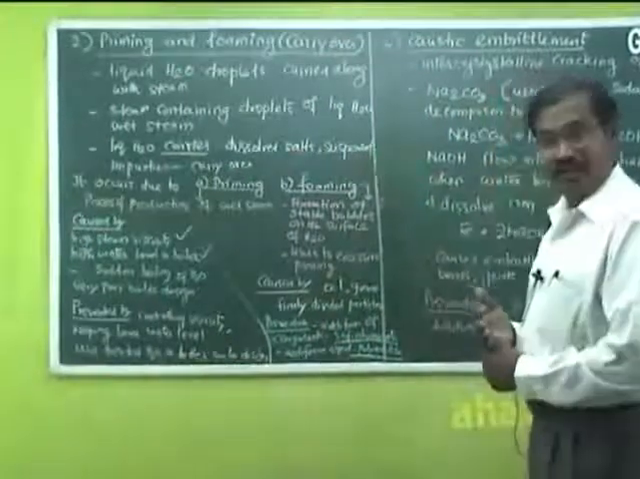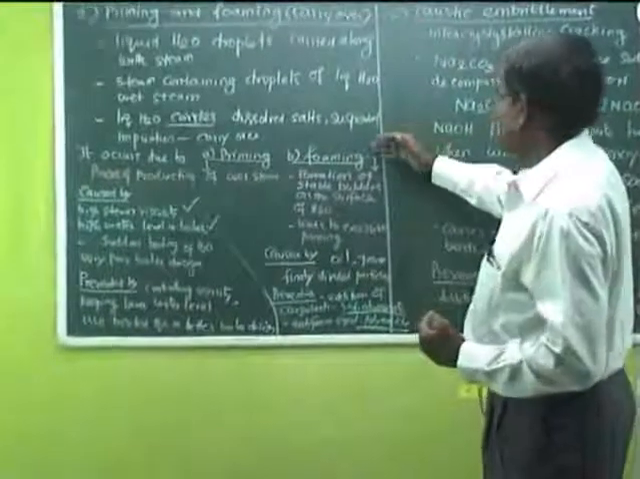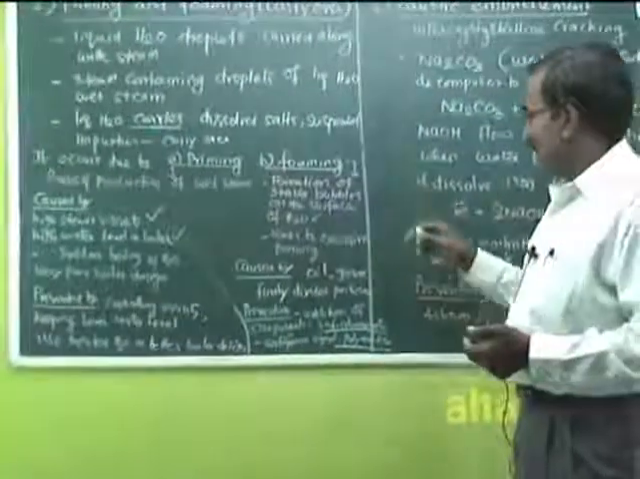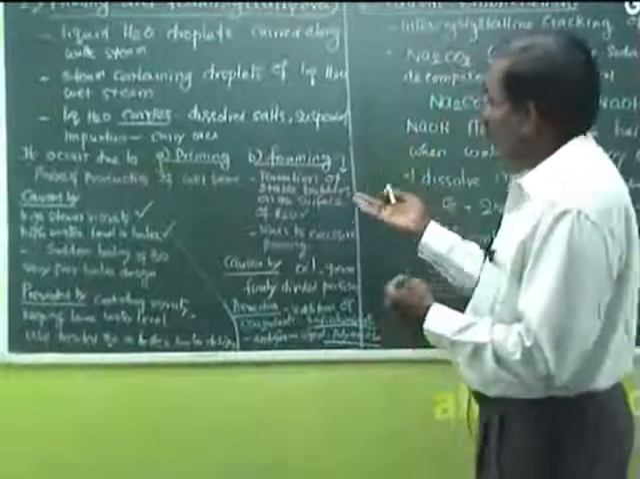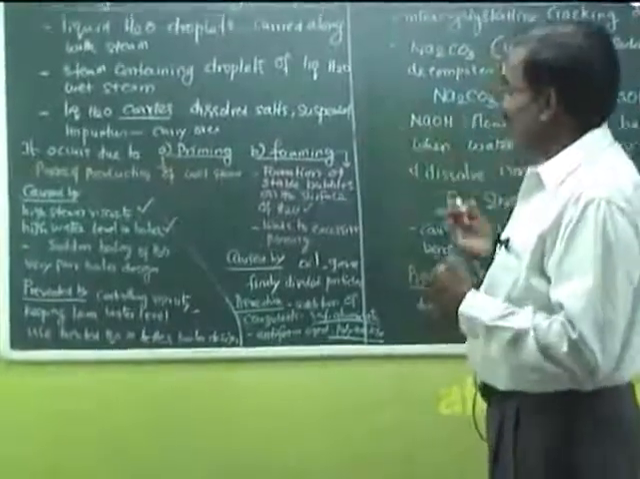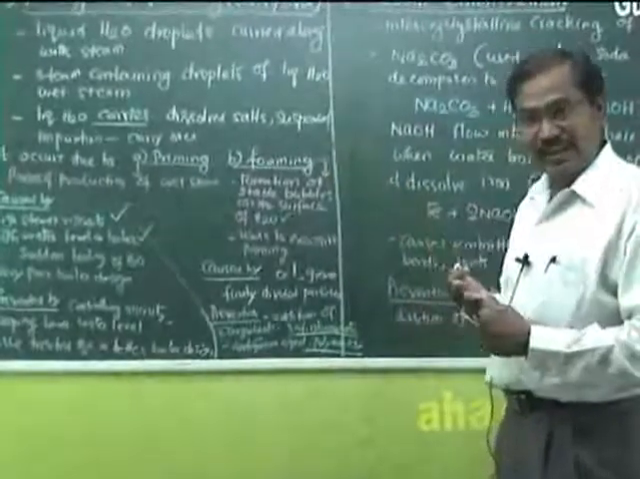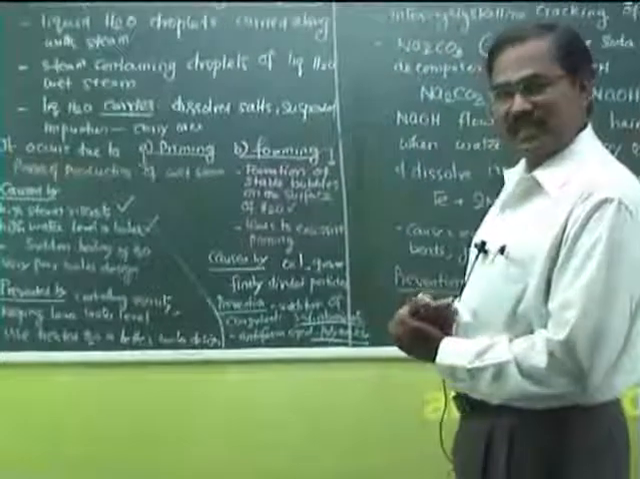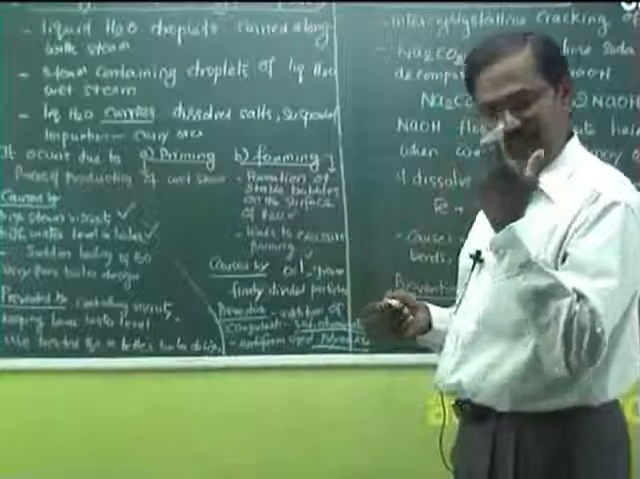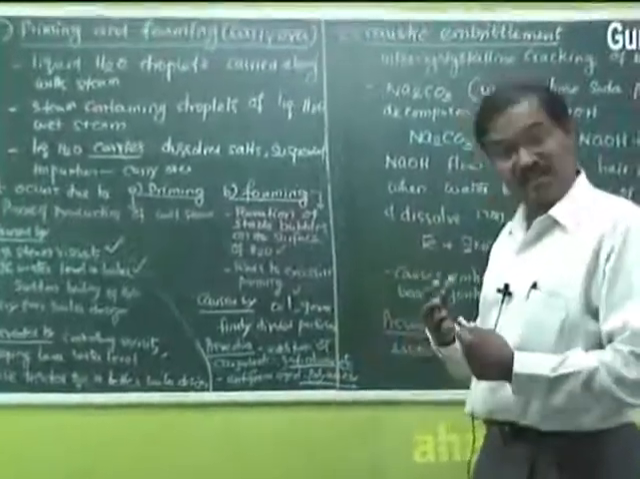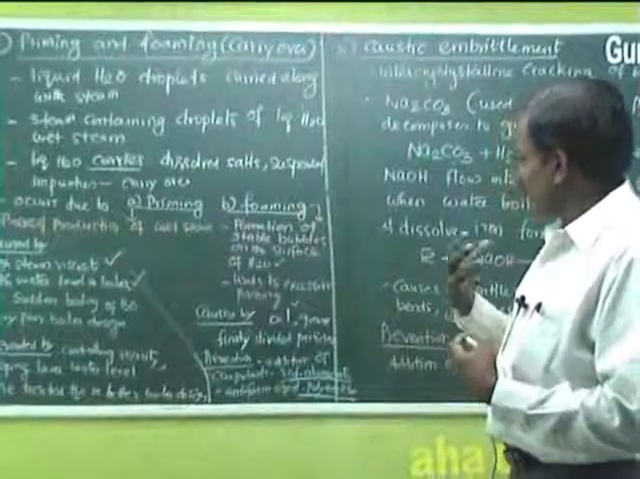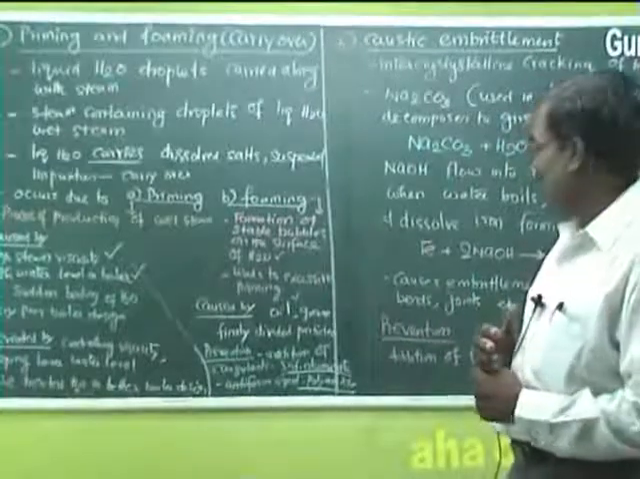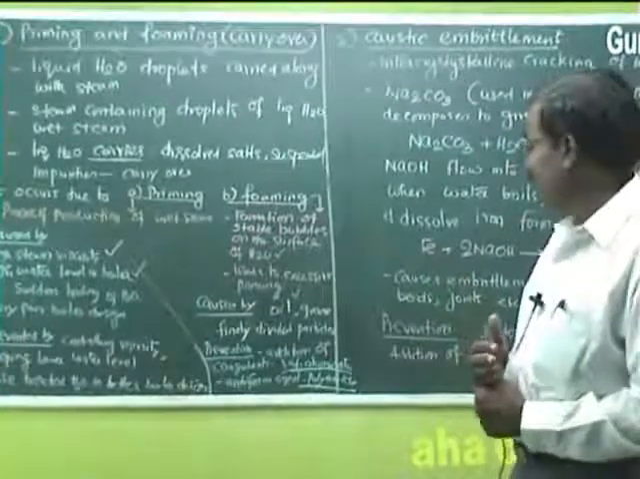Coming to foaming, foaming is nothing but formation of stable bubbles on the surface of water, and these bubbles will go with the steam as liquid droplets, which will carry some dissolved solids, right? And how is this caused? It is caused mainly due to oil. In case there is some oil or grease or some hydrocarbon present in water, it tends to form bubbles. So the water which we are using should be free from oil and grease, so that we can avoid foaming.